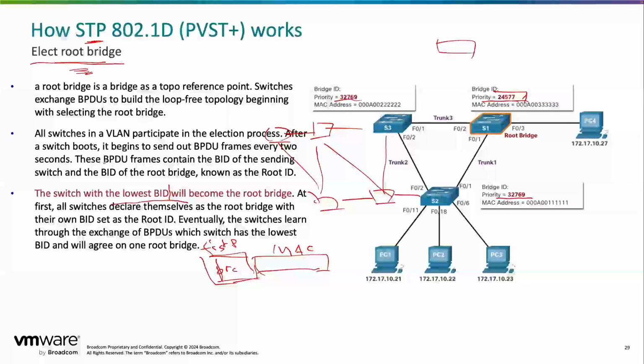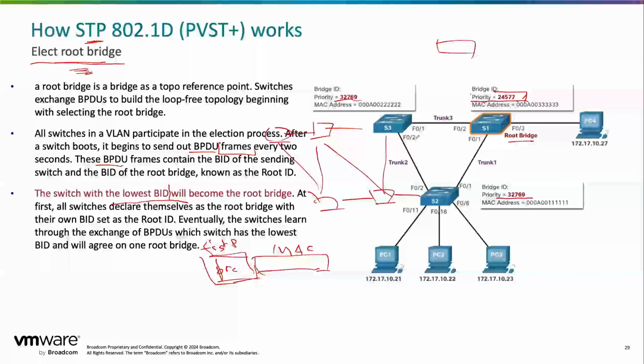So how do they achieve this? Every switch just sends out BPDU frames. BPDU is just a many-trip frame. They exchange the BPDUs, and finally they reach agreement on this: S1 is the root bridge.